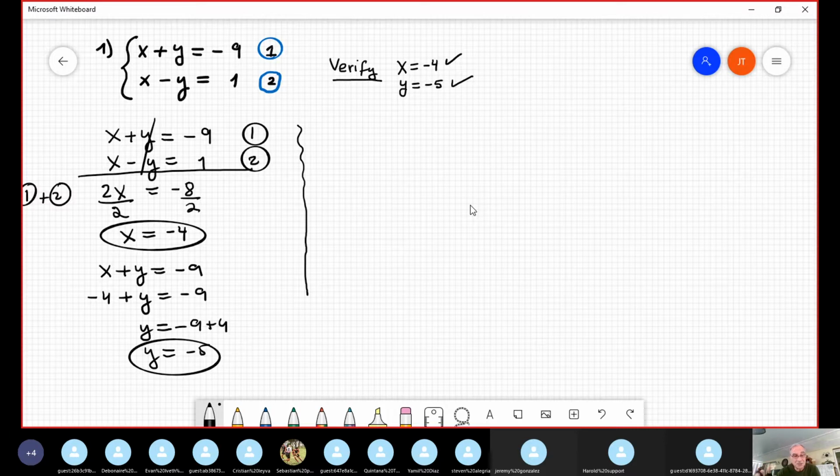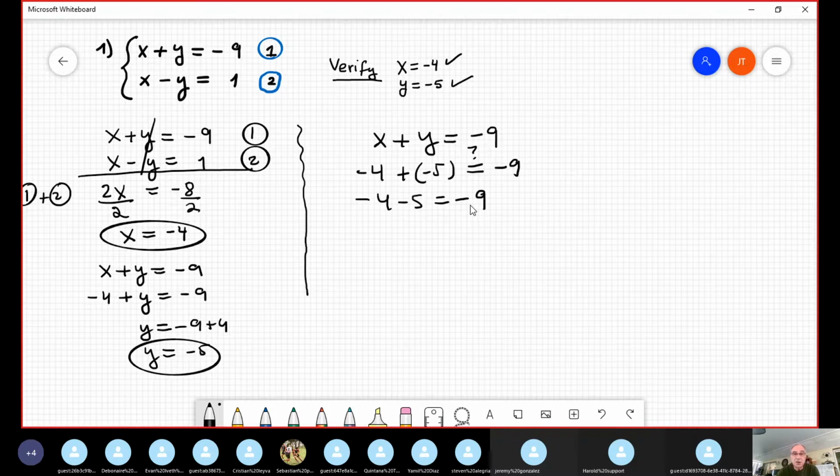Let's see another example in 3D. But in order to verify without solving, the only thing you should do is plug it in one by one into the equations. Let's do it. The equation one is x plus y equal to negative 9. I know that x is negative 4, plus y is negative 5, which should be negative 9. I claim that this statement is true or false. Obviously negative 4 minus 5 is negative 9. Wow, it's true.